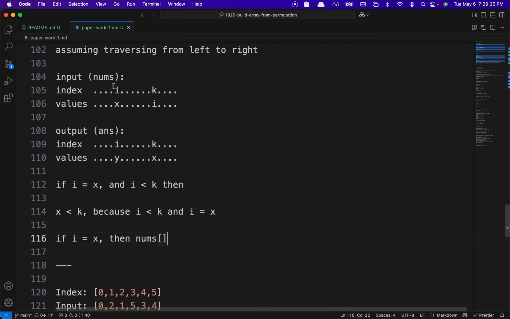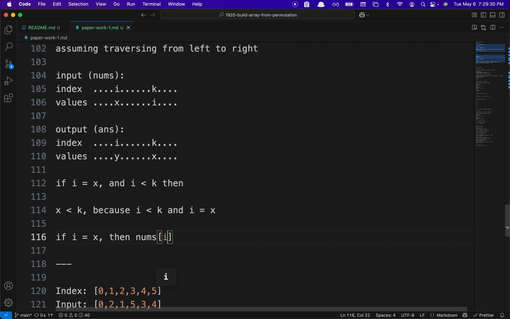So if I equal to x, these two are equal. You say nums of I is equal to nums of I, an index x, y, x. These are values, and this is also an index. This index is coming here, that's fine. I is less than k, okay. X is less than k, okay.